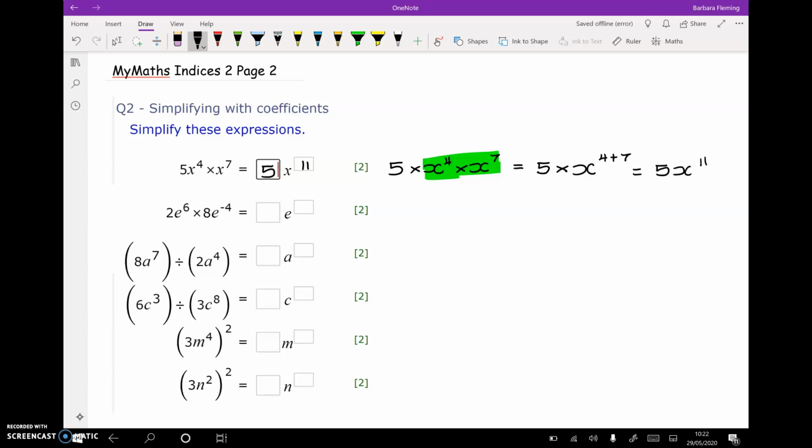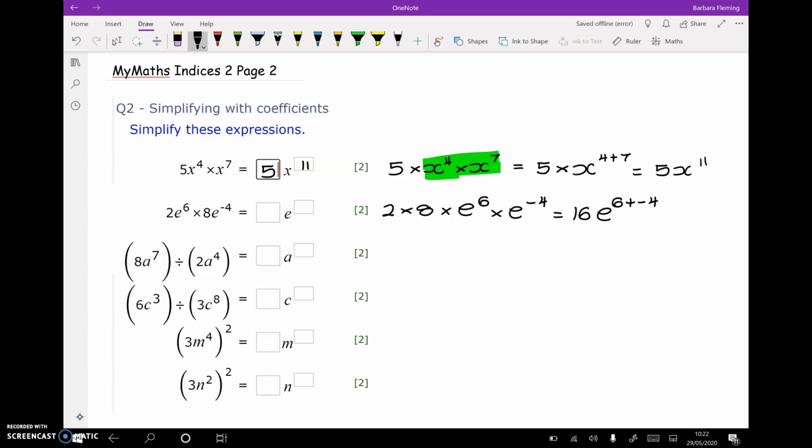Second one, we can rewrite this. We'll write our numbers together. So we've got 2 times 8 times e to the power of 6 times e to the power of negative 4. So I've got my numbers to the front and my letters after that. 2 times 8 is 16. And then we've got e to the power of 6 plus negative 4.